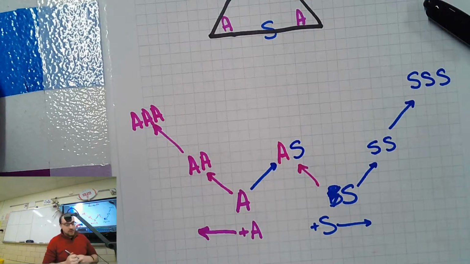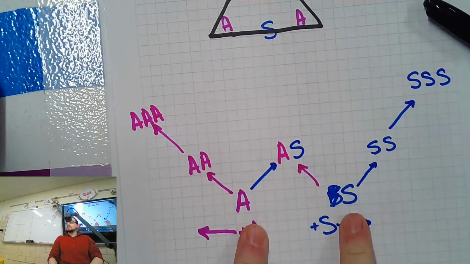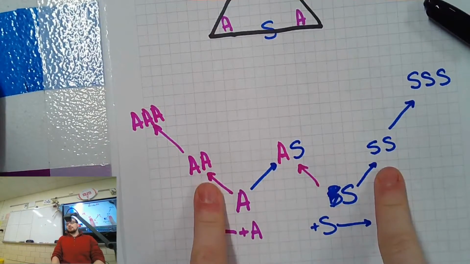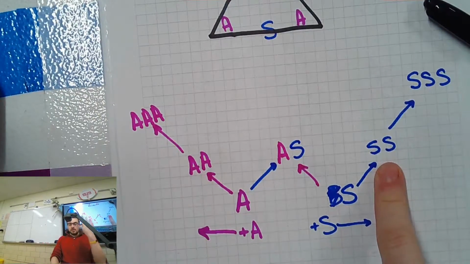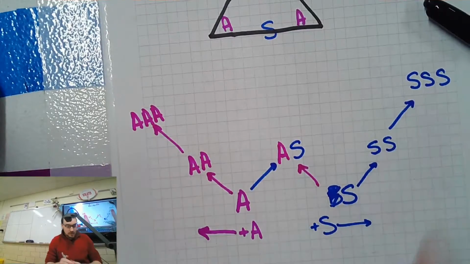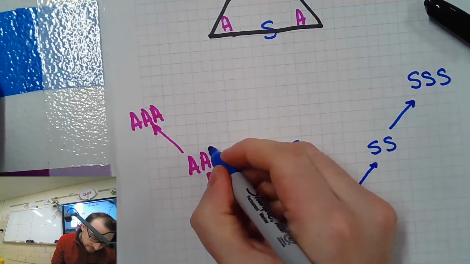So notice I've already covered my single letter options, right? A and S. I've covered all my 2-letter options: AS, double A, double S. Now it's time to go get my 3-letter options. I already got some, so I can't move to the left anymore. I gotta move to the right.